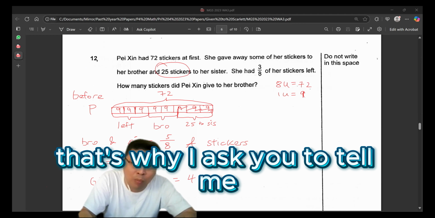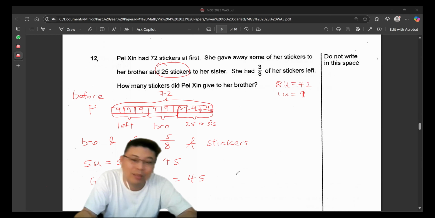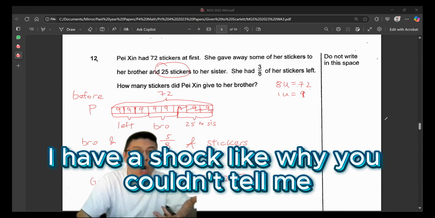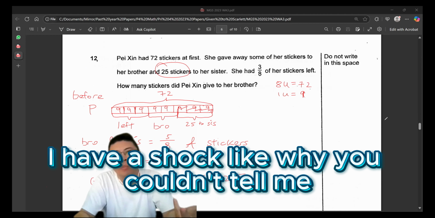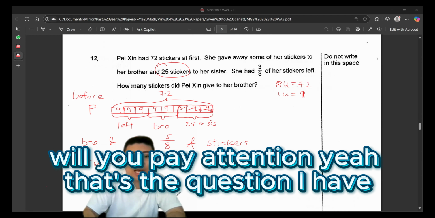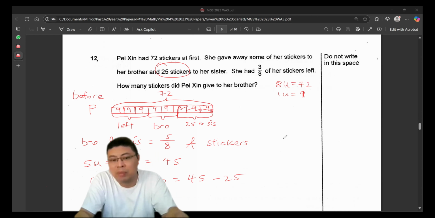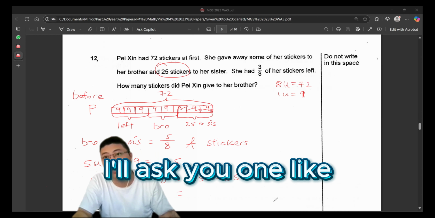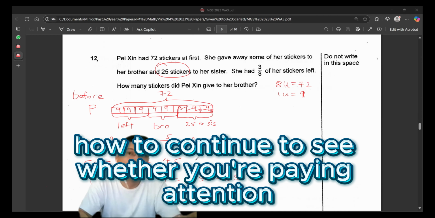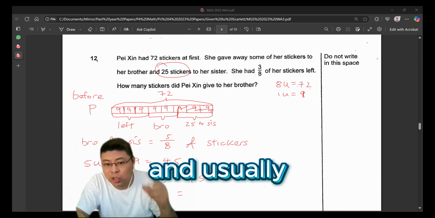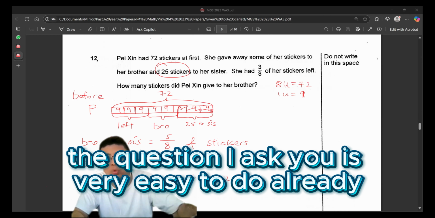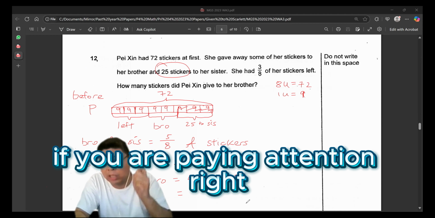That's why I asked you to tell me. And you couldn't tell me, I have a shock. Like, why you couldn't tell me? Will you pay attention? Yeah, that's the question I have. Sometimes I explain halfway, I'll ask you one, like how to continue, to see whether you're paying attention. And usually the question I ask you is very easy to do already, if you are paying attention, right?